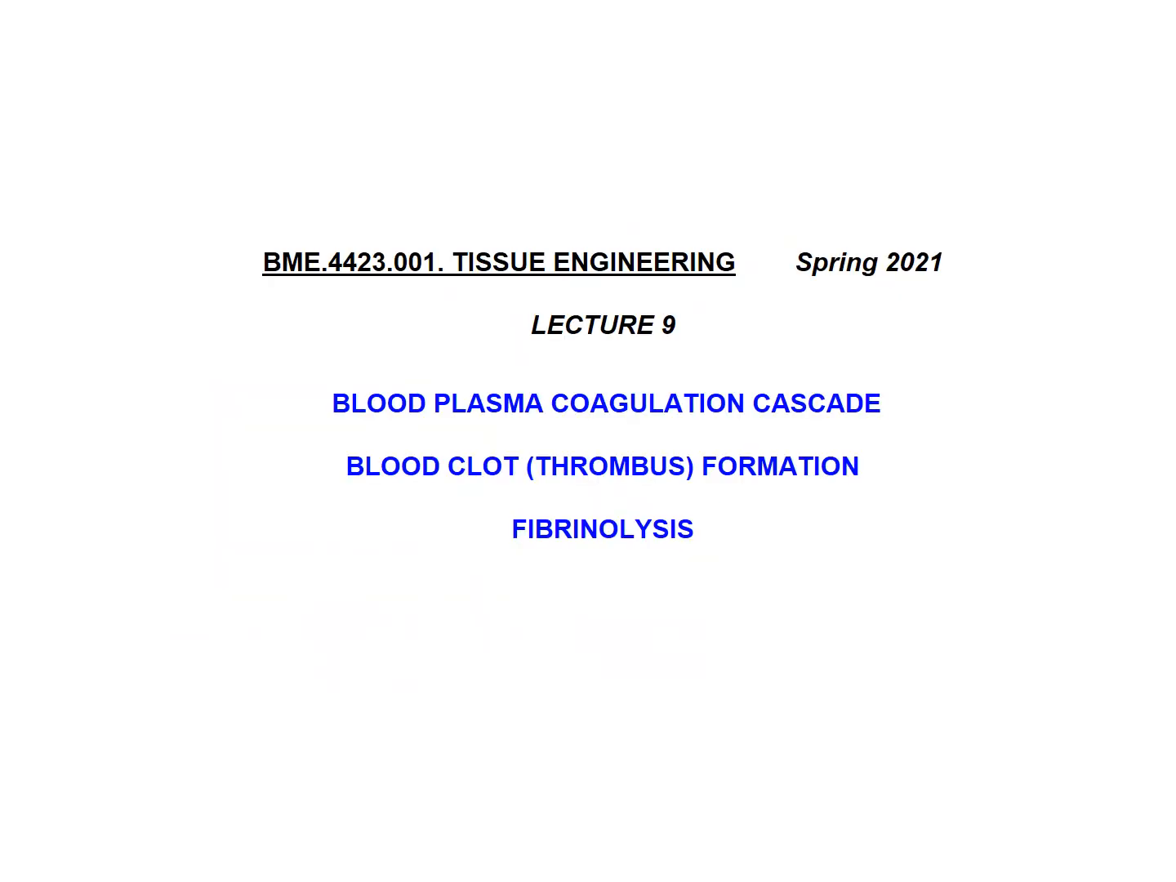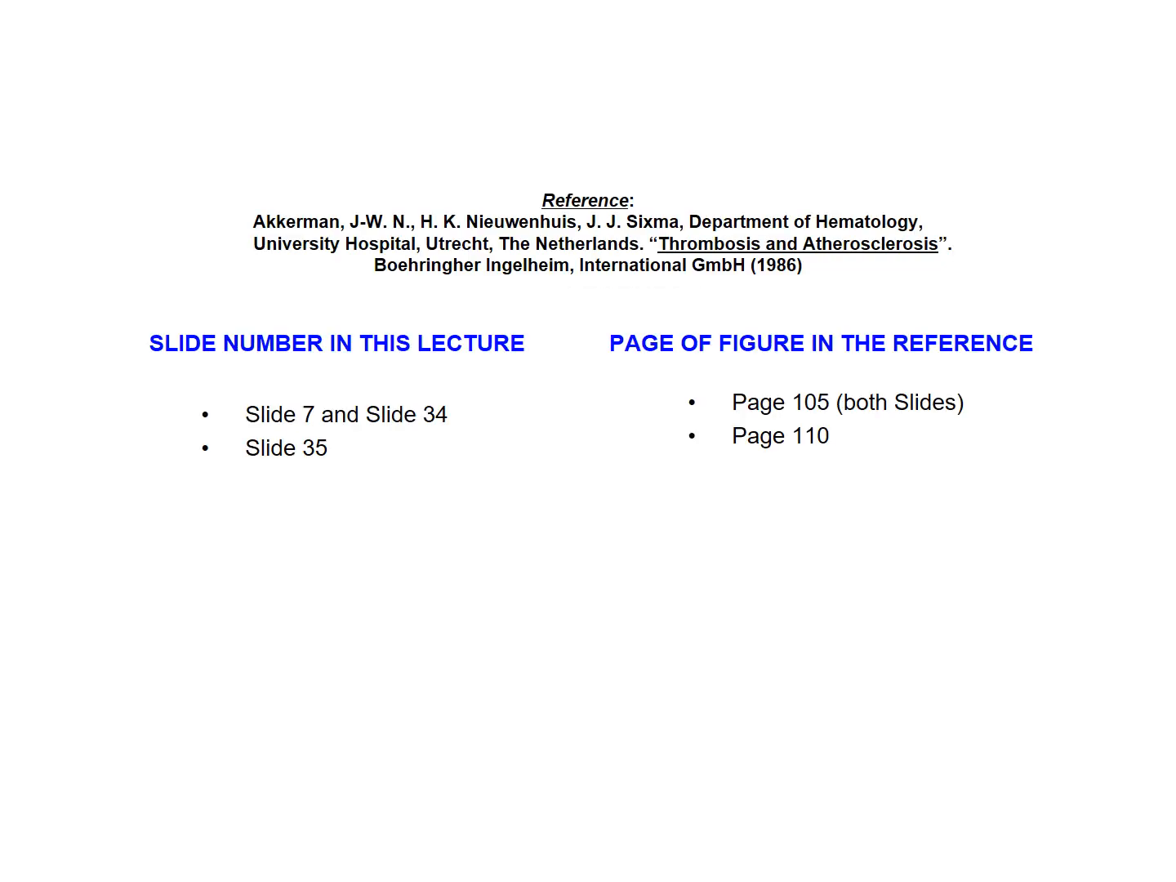The topic of Lecture 9 is blood plasma coagulation cascade, blood clot, also known as thrombus formation, and fibrinolysis. In this lecture, I'm using some slides which I got from a book entitled Thrombosis and Atherosclerosis.